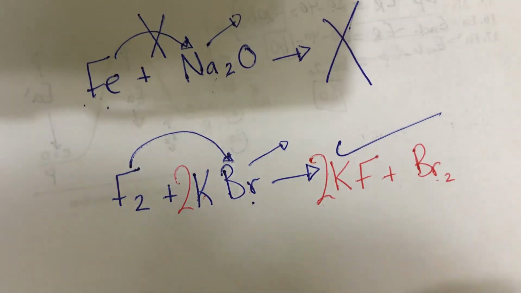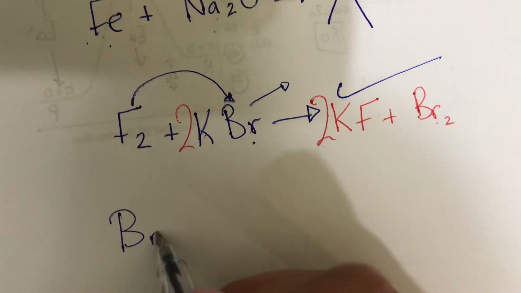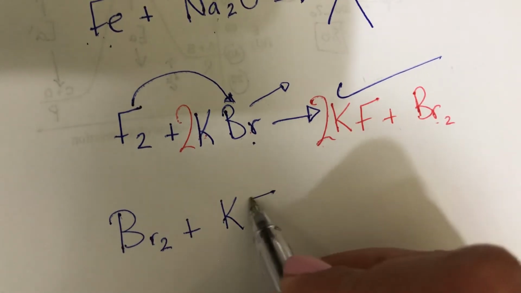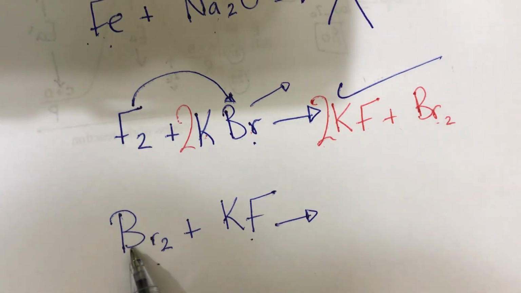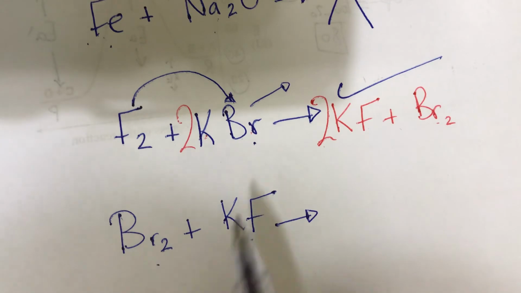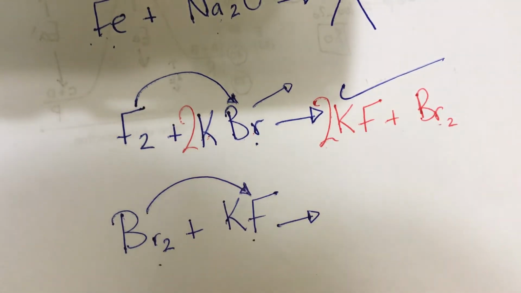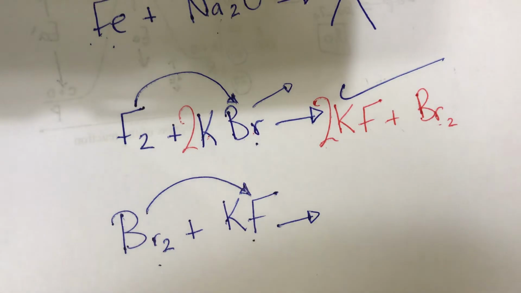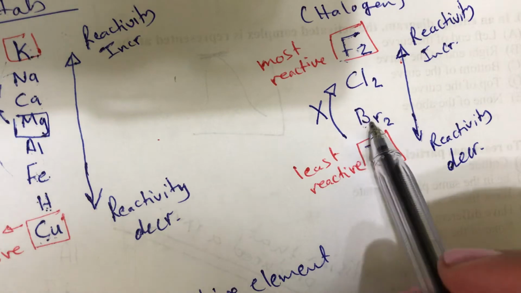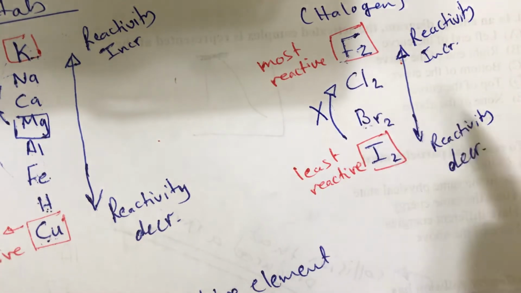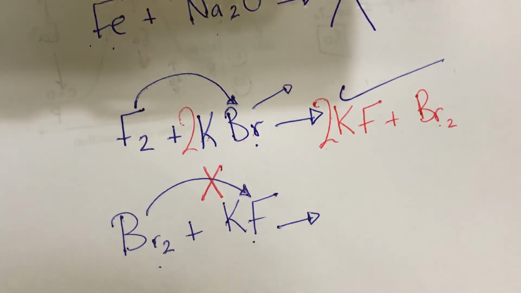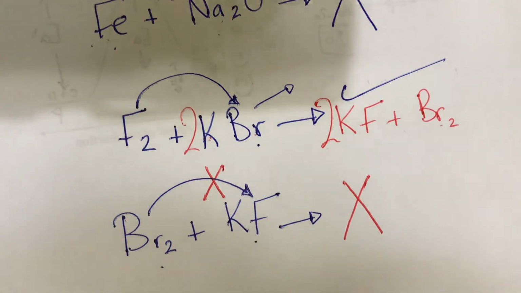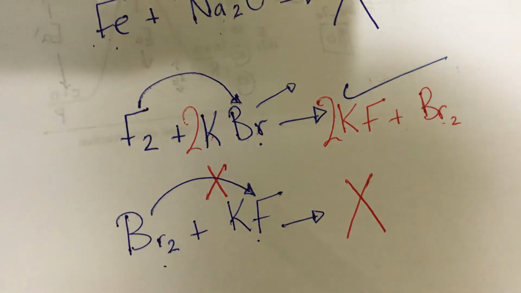Now what about the reverse? Bromine plus potassium fluoride. It's a single displacement reaction, and bromine is a nonmetal, fluoride is a nonmetal. So bromine replaces fluorine, but is bromine more reactive than fluorine? Can bromine replace fluorine? No, it can't replace fluorine. So this reaction does not occur.